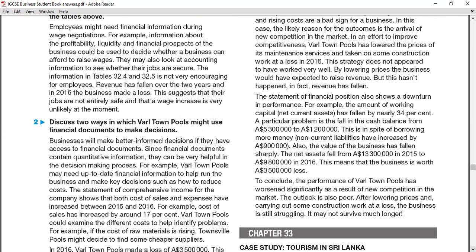To conclude, the performance of Varl Town Pools has worsened significantly as a result of new competition in the market. The outlook is also poor. After lowering prices and carrying out some construction work at a loss, the business is still struggling. It may not survive much longer.